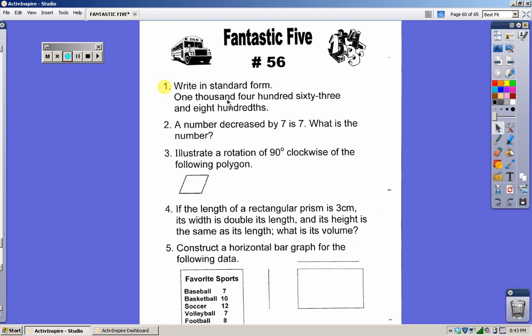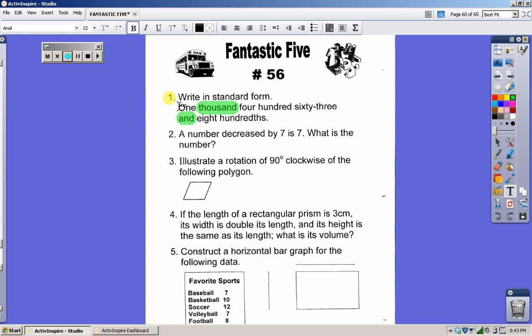For number 1, write this number in standard form. Pick out your big keys here. You have a lot of helpful hints. Some of the helpful hints is this word and. It means a decimal. When you hear your number words, 1,000, 100, you kind of get some good stuff going there too. This number I'm going to break up right here, 1,000, and I'm going to do that because when I hear 1,000, I know that I'm going to do my 1 and my comma to represent the 1,000.